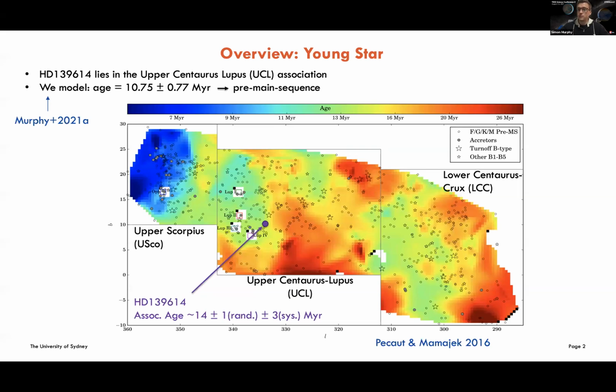Whereas with asteroseismology, that is by modeling the stellar pulsations, we get an age of about 10.75 megayears with a smaller uncertainty. And that tells us that this star is on the pre-main sequence.